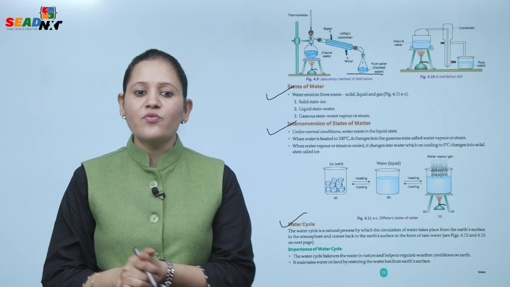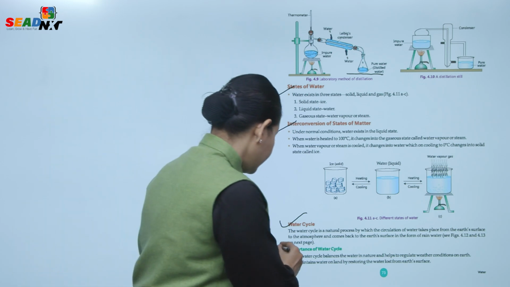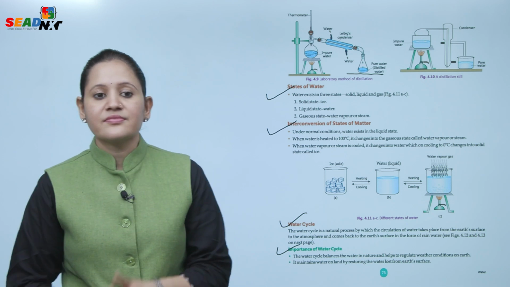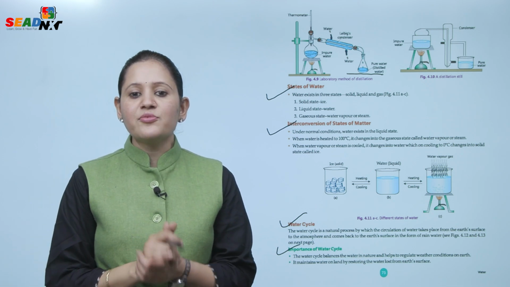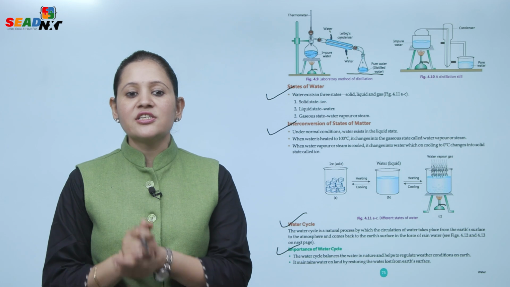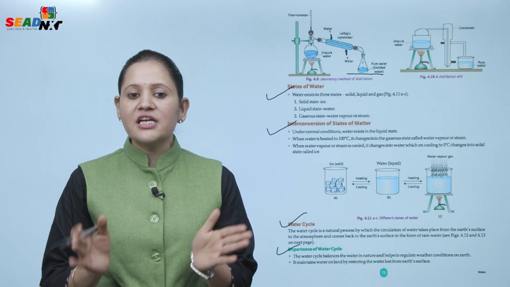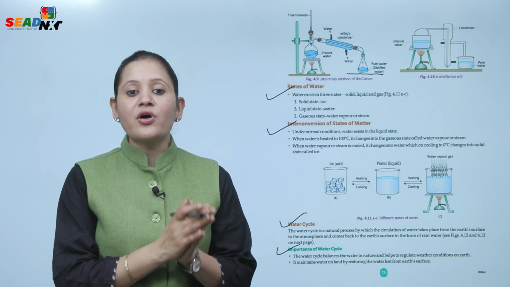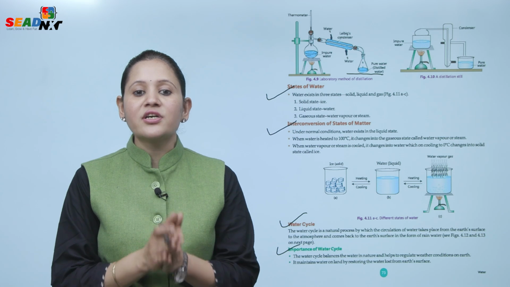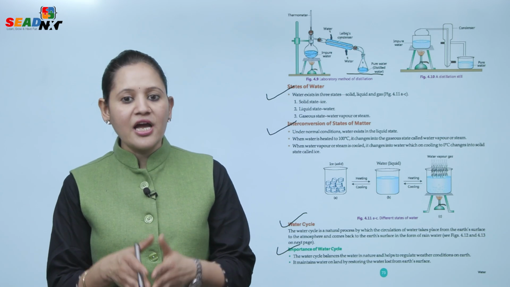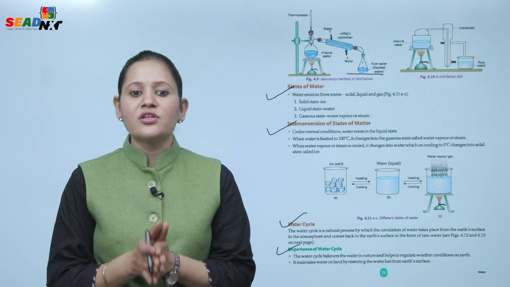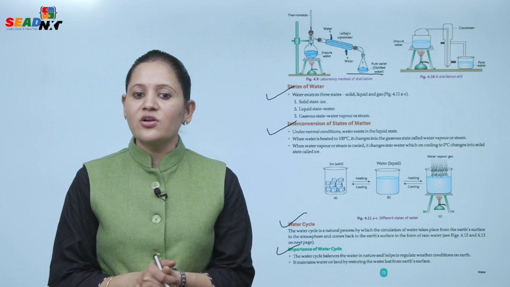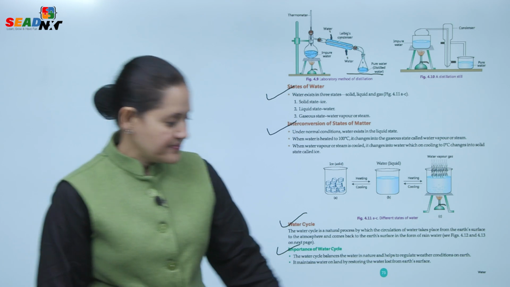Next is the importance of the water cycle. The water cycle balances the water in nature and helps to regulate the weather conditions on earth. So the water cycle is very important. It is important for balancing the water in nature, and it also helps to regulate the weather conditions on earth. It maintains the water on the land by restoring the water lost from the earth's surface.